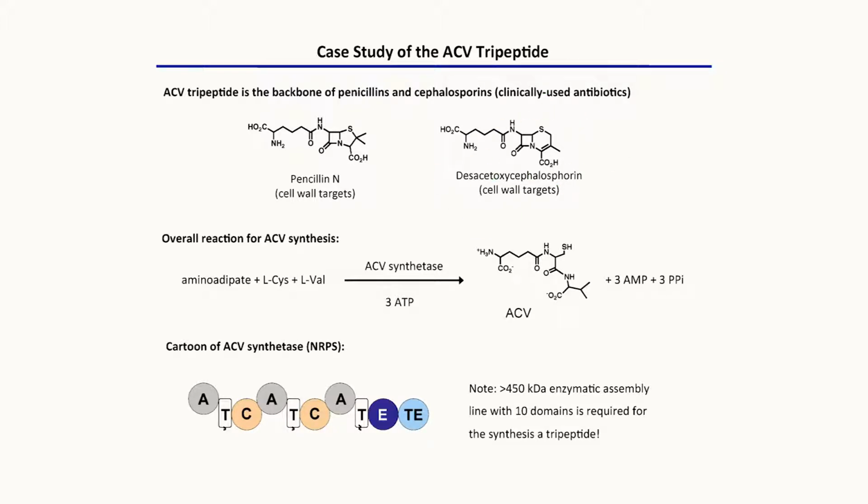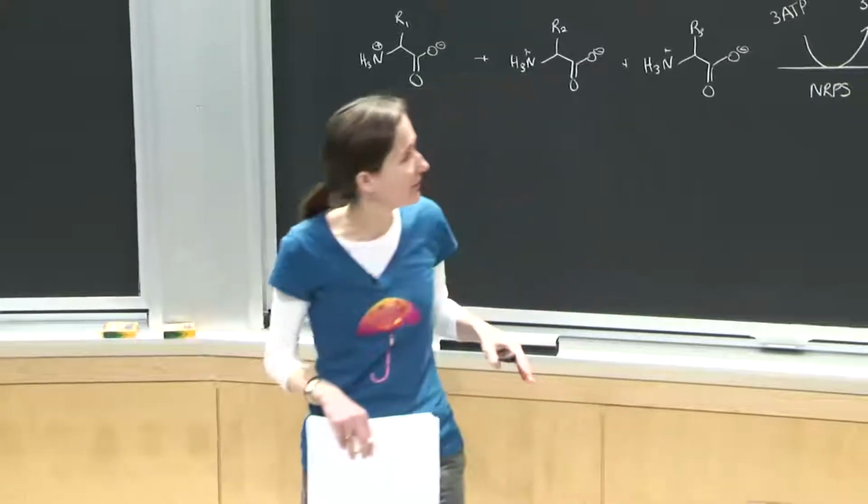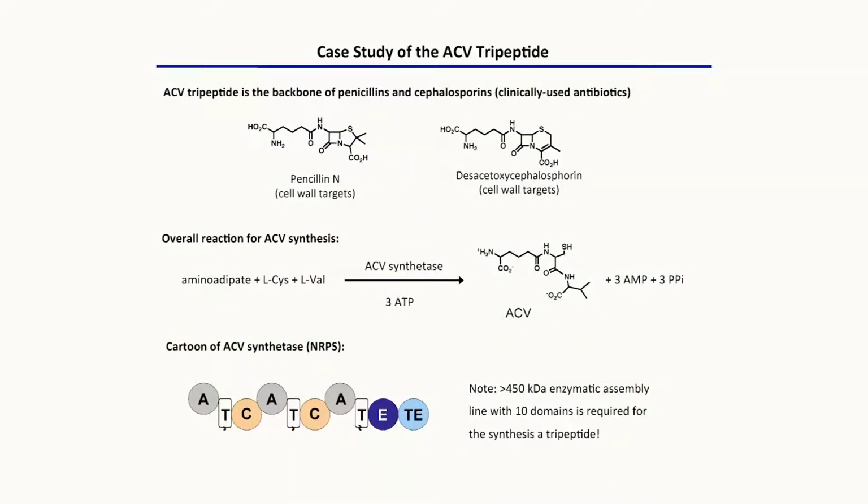Okay, so what is the overall reaction of this? Similar to having these 3 amino acid monomers here, what we have are aminoadipate, L-cysteine and L-valine. And the synthetase takes these 3 monomers and makes this molecule here, which is called ACV.